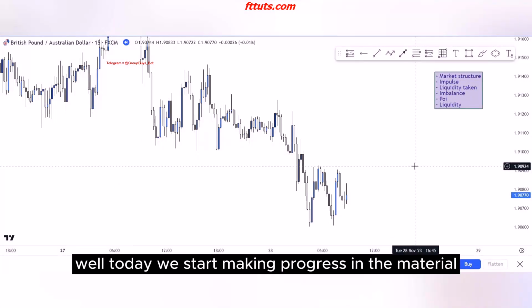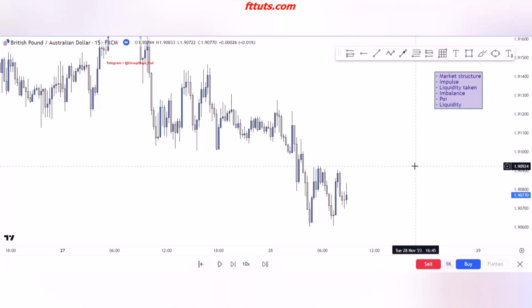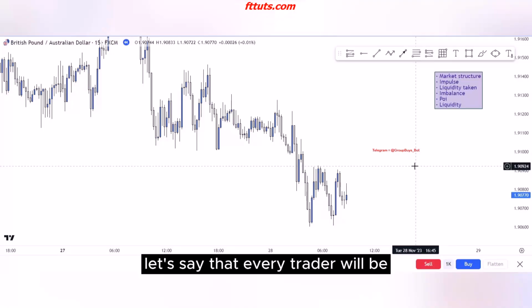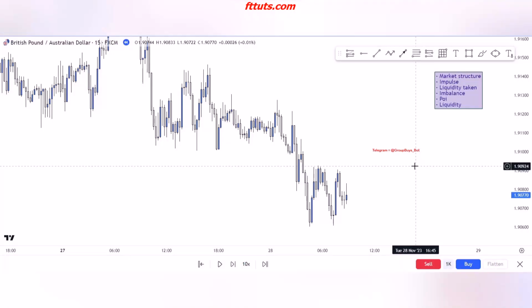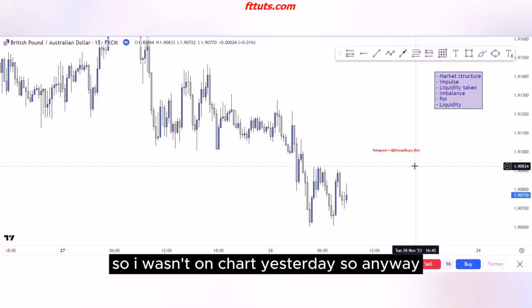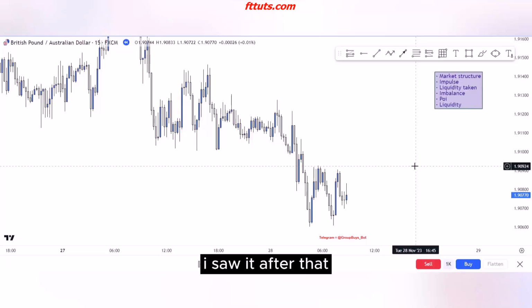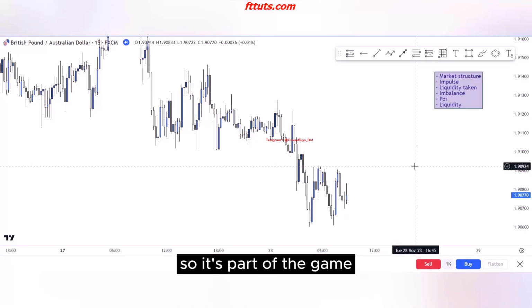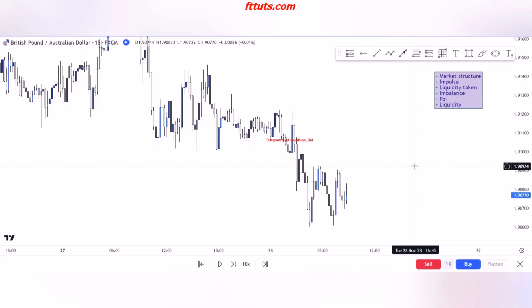Well, today we start making progress in the material. I'm going to show you a very interesting trade from yesterday. Let's say that every trader would be very happy to receive such a trade. Unfortunately, I wasn't at home, so I wasn't on chart yesterday. So anyway, I saw it after that. It's okay, it also happens sometimes. Great trades that are missed. Every day is a new opportunity, so it's part of the game.